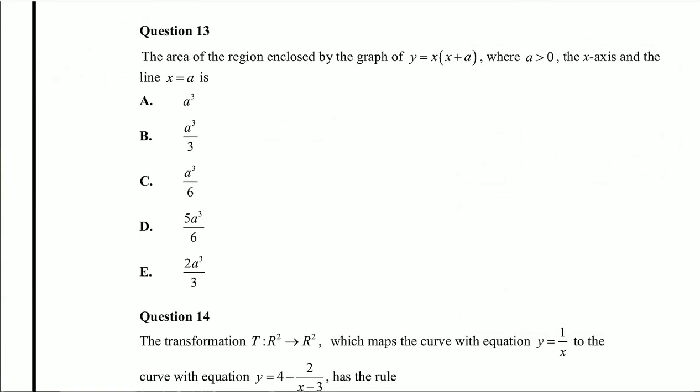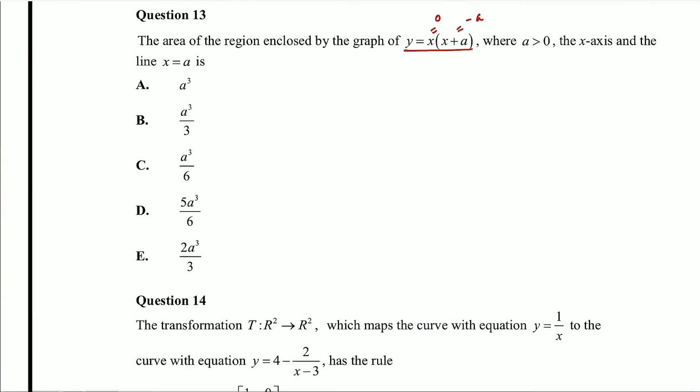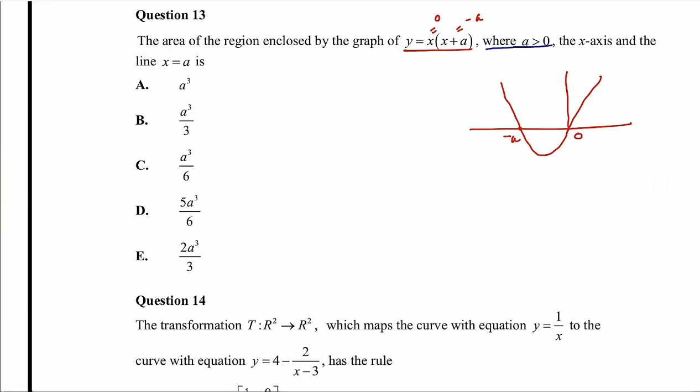The area of the region enclosed by the graph. Okay, so if the graph is given to you, you have to pay attention here. So there is a quadratic. You can see x is equal to 0 and x is equal to minus a are the x intercepts, right? And you can see the coefficient of x squared is positive, so that would be like this. So 0 and minus a here, where a is a positive number, right?